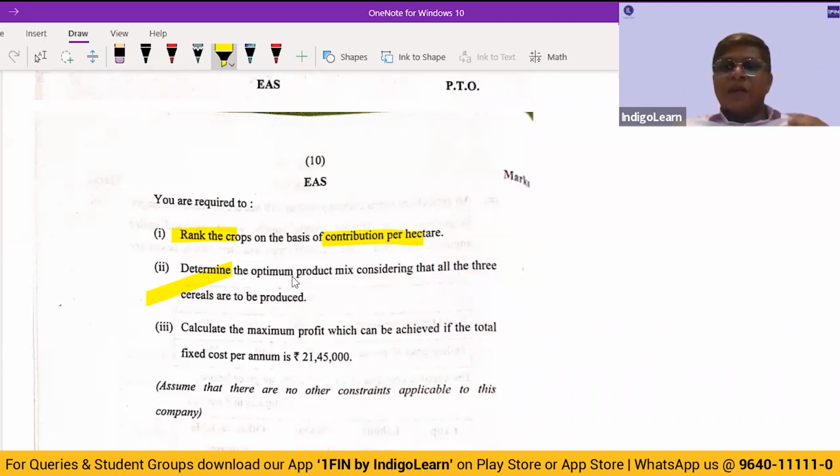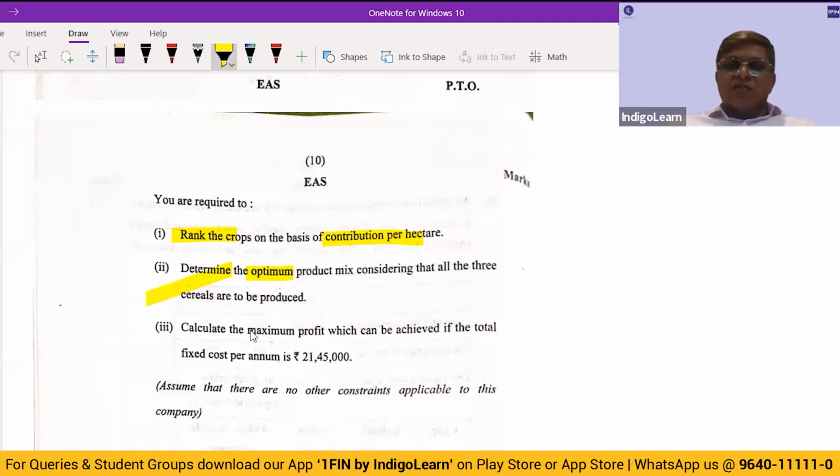Now, when they say optimum product mix, we have to choose between the products. We have to make maximum utilization of the resources available. So usually there are some limited resources. We have to identify what that limited resource is and put it to the best use so that we get optimum or maximum profitability.